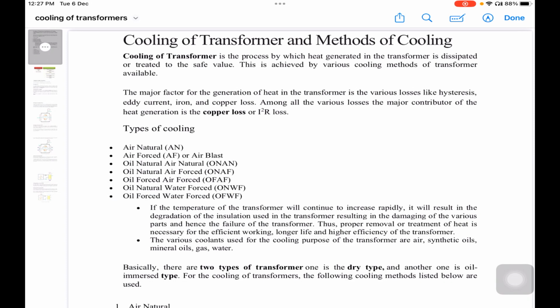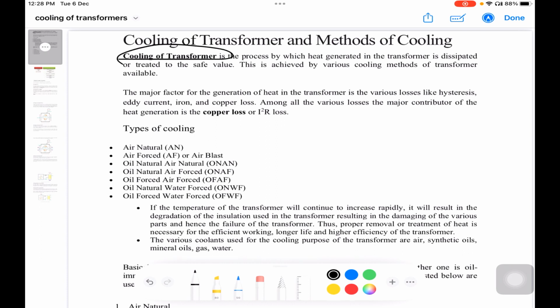Hello everyone, today's topic is cooling of transformers and methods of cooling. Let us understand why the transformer has to be cooled down and what are the different techniques of cooling the transformer. First of all, what do you mean by cooling of transformer? So why cooling of transformer, or why is it required?